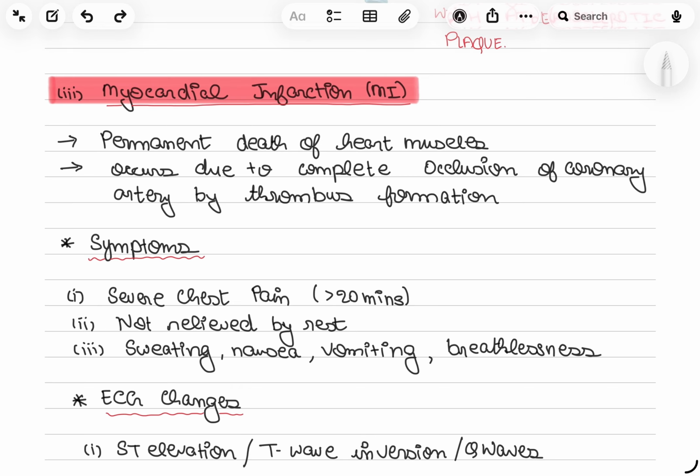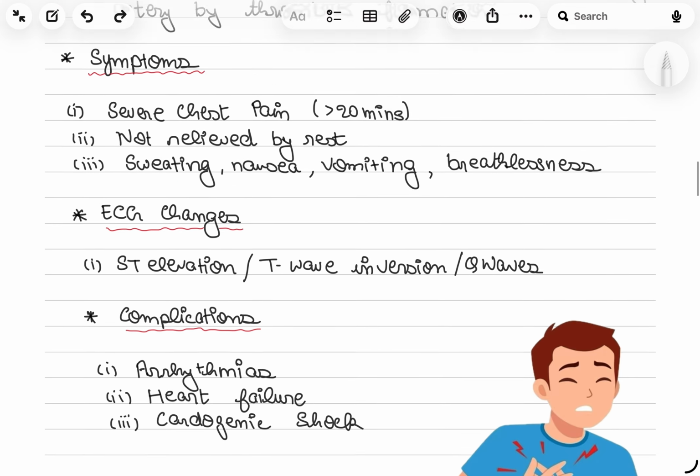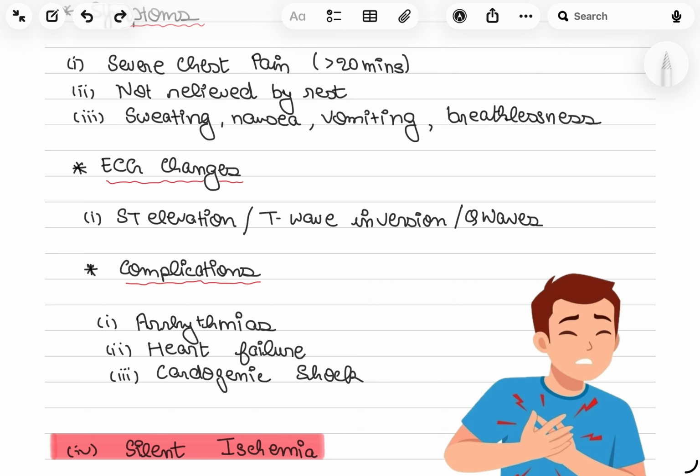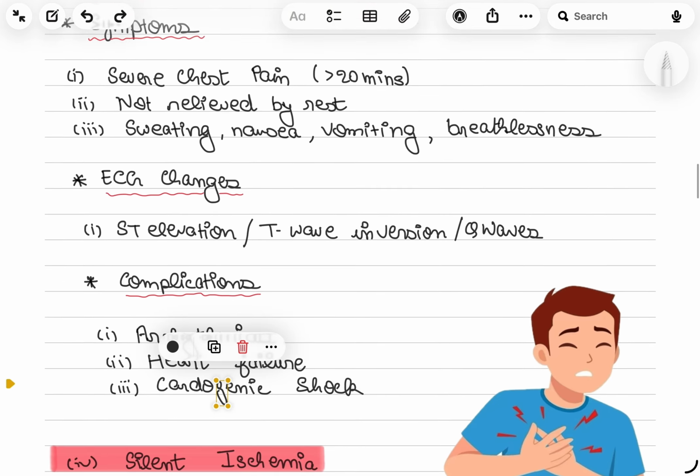Myocardial infarction. This is the third type. Permanent death of heart muscles occurs due to complete occlusion of coronary artery by thrombus formation. What are the symptoms? Symptoms are severe chest pain that is more than 20 minutes, not relieved by rest, sweating, nausea, vomiting, breathlessness. ECG changes: you can appreciate ST elevation, T wave inversion, and Q waves in ECG. We'll do a separate video on ECG very soon. Complications: arrhythmias, heart failure, and cardiogenic shock. These are the complications of myocardial infarction.